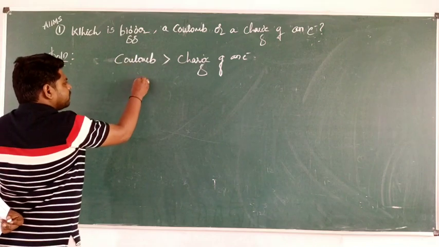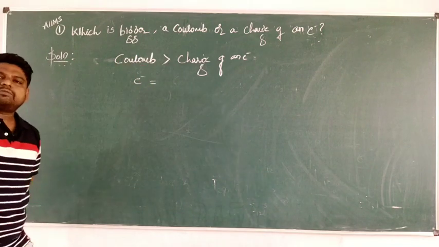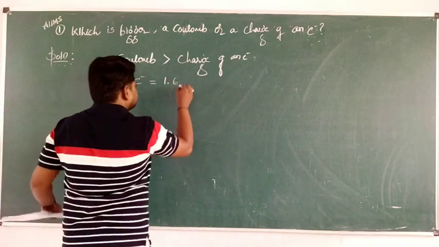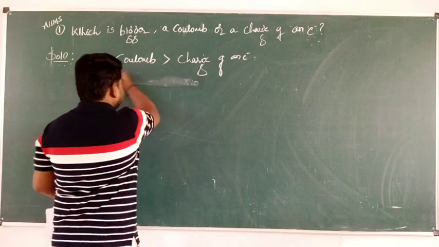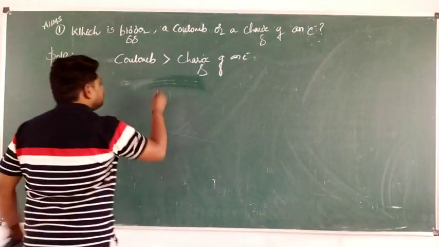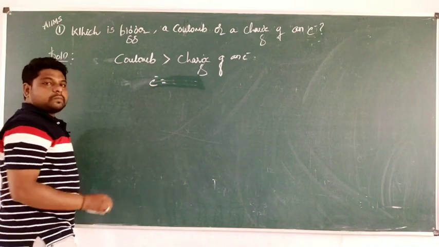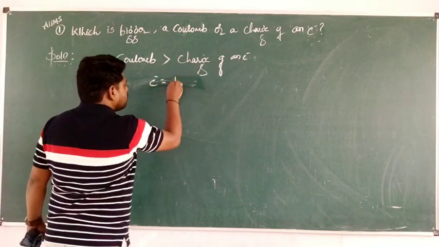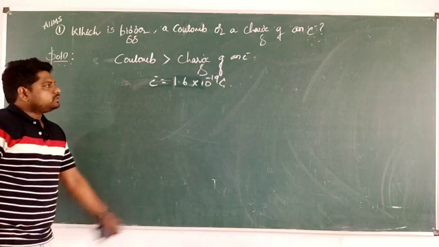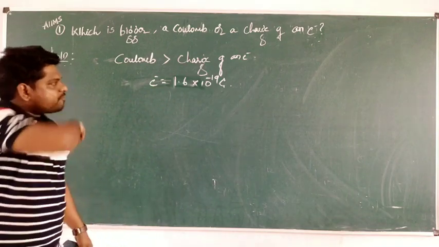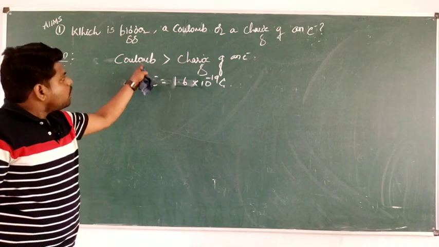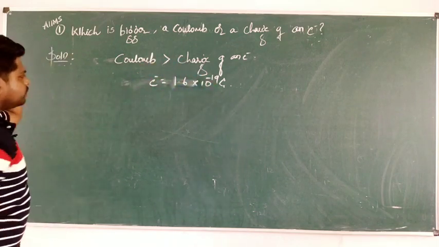What is the charge of an electron? Charge of an electron is 1.6 into 10 to the power of minus 19 coulombs. So what is our intention? Our intention is to prove that Coulomb is greater than the charge of an electron. How are we going to do this?